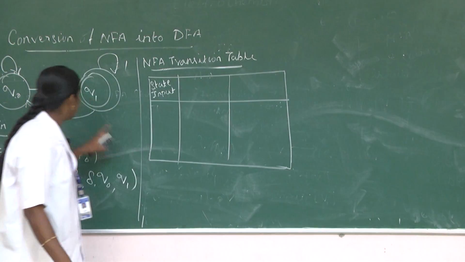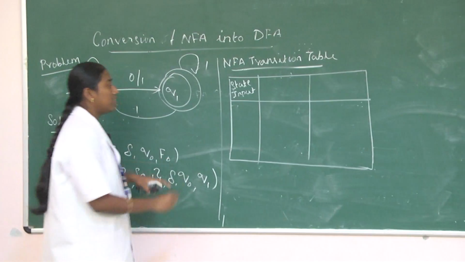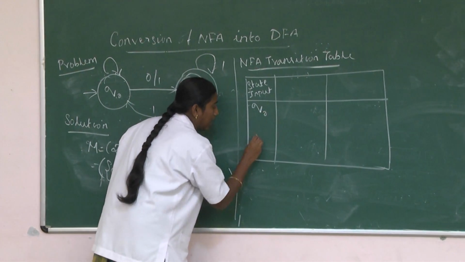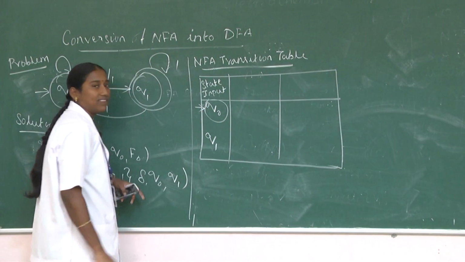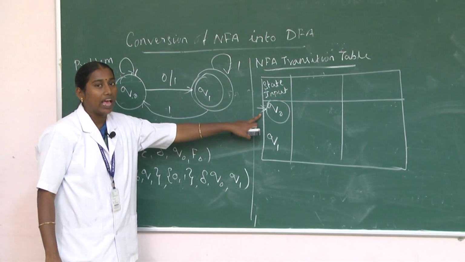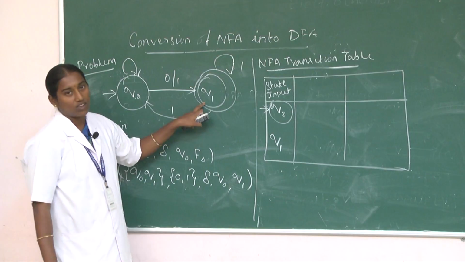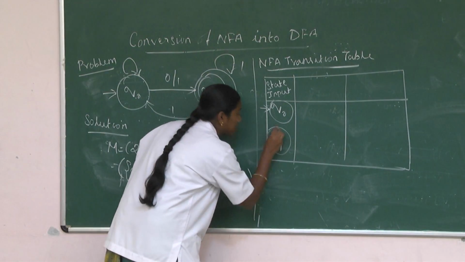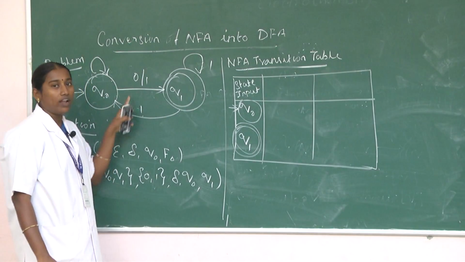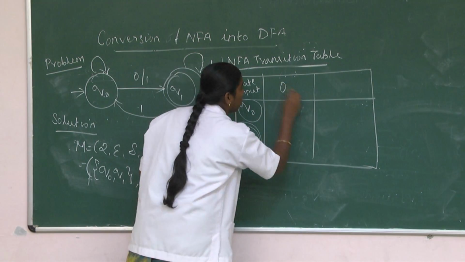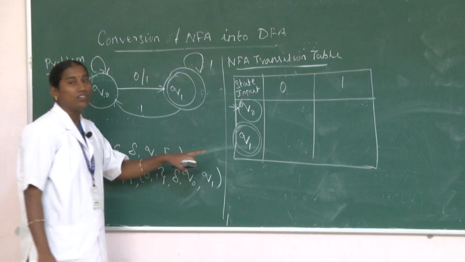So in this problem we have two states, that is Q0 and Q1. In this, Q0 is considered to be an initial state; that's why I represented it using an arrow mark. Here Q1 is considered to be a final state, so I am representing it with a double circle. So the inputs are 0 and 1. We have to fill this table.